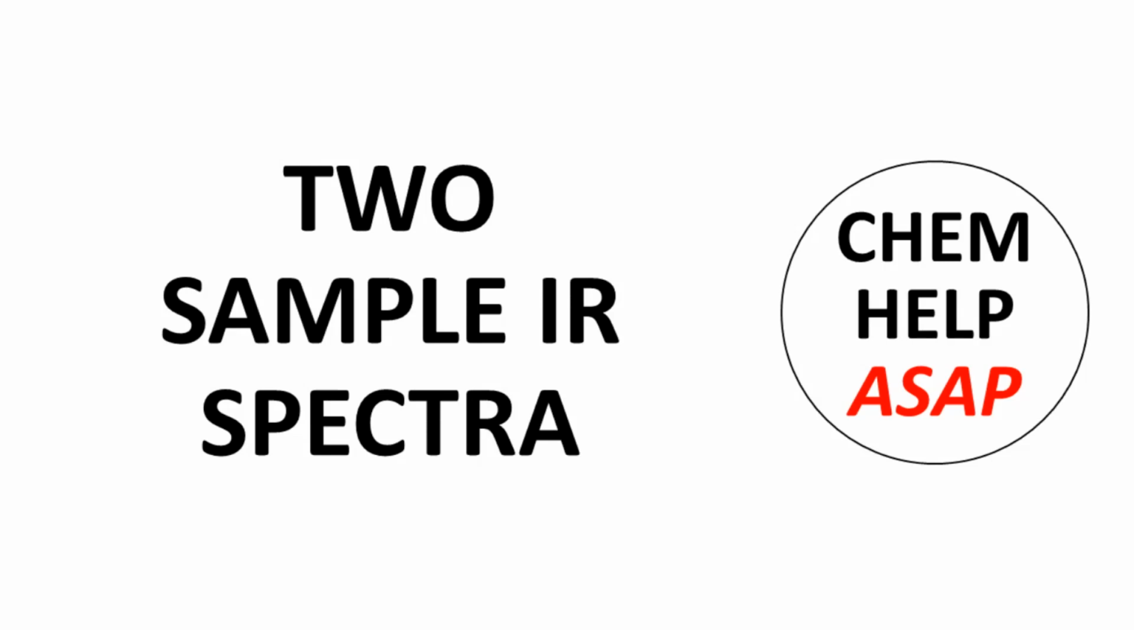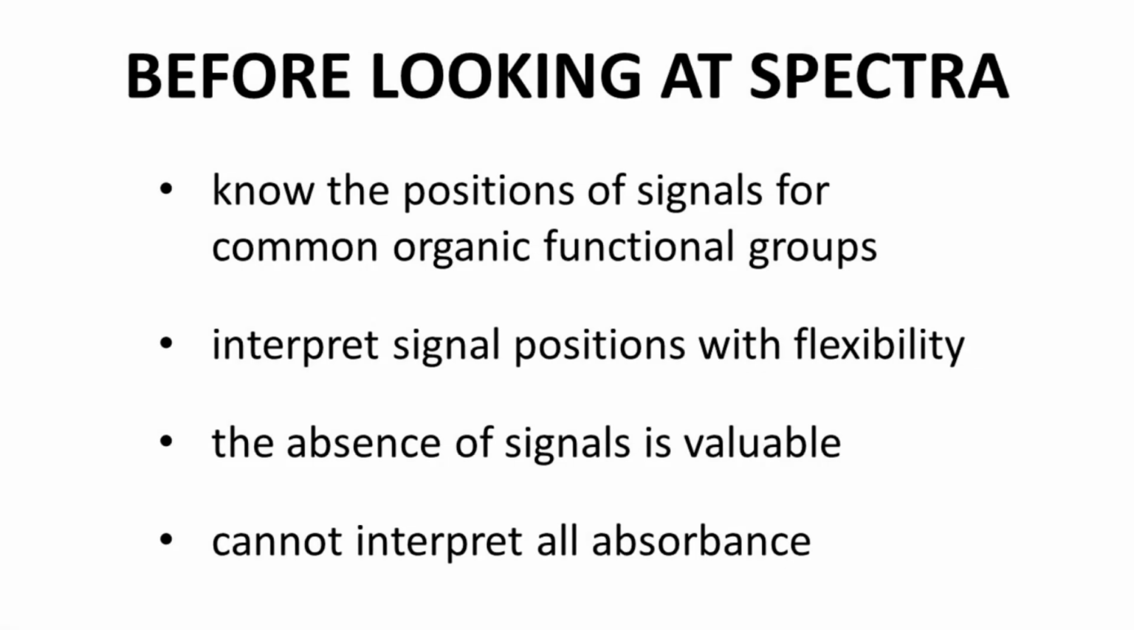Let's see a few sample IR spectra so we can get comfortable identifying functional groups. Before we actually look at spectra, we need to cover a few ideas. First, you do need to know which functional groups show up where. The previous two videos in this playlist cover the most common, most relevant IR signals. You need to know these signals before you interpret spectra.